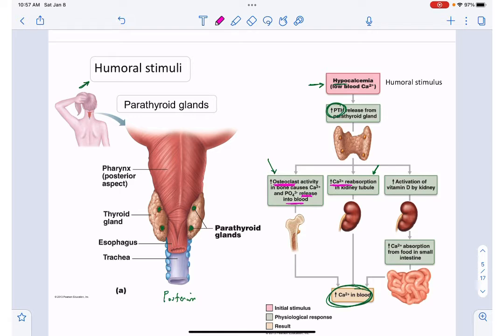So the kidney filters out calcium, and then the kidney has a choice to release some of that into the urine or reabsorb that into the blood. And parathyroid hormone is going to cause the kidney to reabsorb that back into the blood. So that's going to help increase blood calcium.